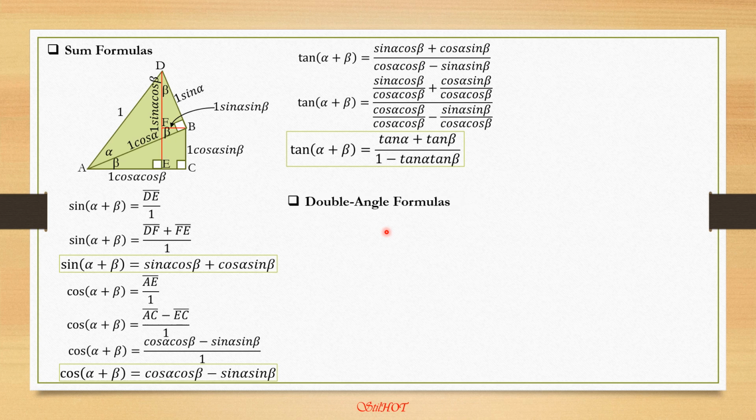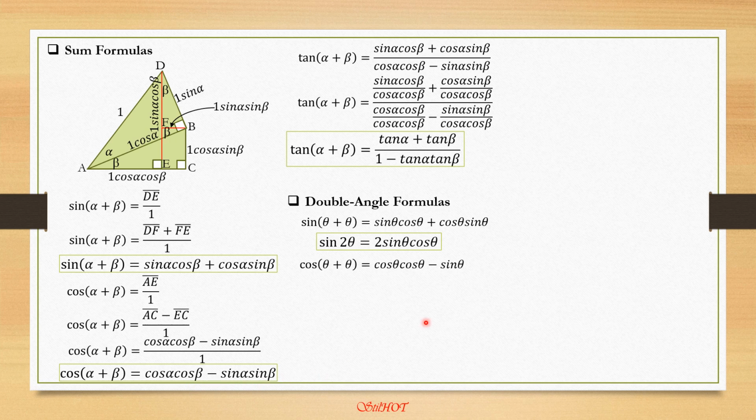Then let's have the double angle formulas. So all you have to do is replace alpha and beta here by theta. So sine of theta plus theta becomes sine of 2 theta equals sine theta cosine theta plus cosine theta sine theta. And these are like terms. So sine 2 theta is 2 sine theta cosine theta. Similarly, cosine of theta plus theta is cosine theta cosine theta minus sine theta sine theta. So simplifying, that's cosine 2 theta equals cosine square theta minus sine square theta.